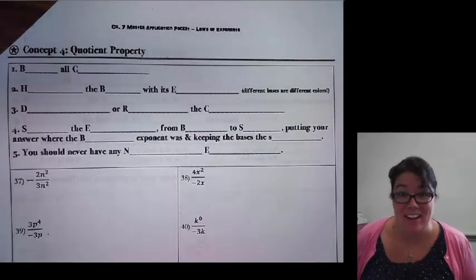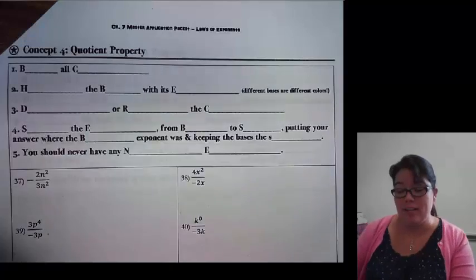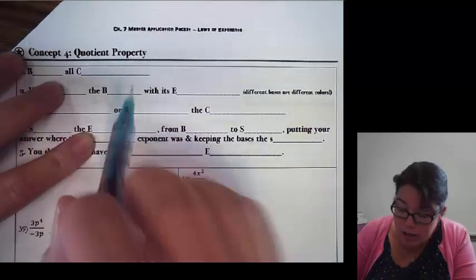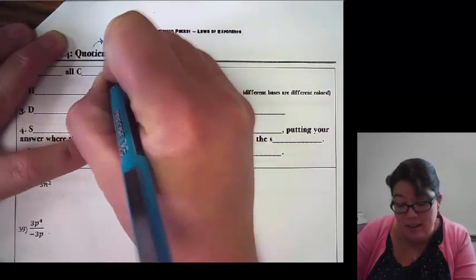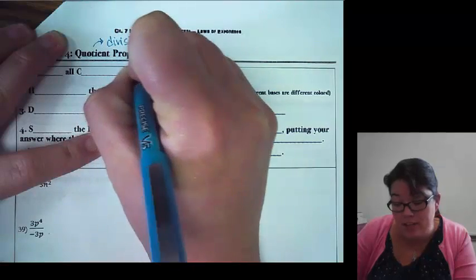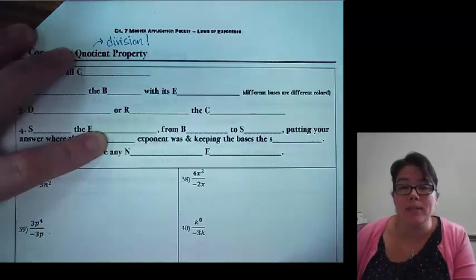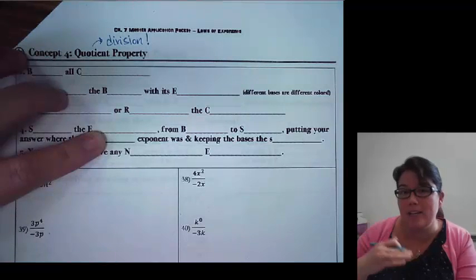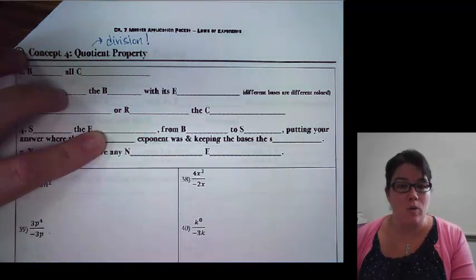Welcome to Chapter 7, Concept 4. All right, so today we're going to talk about the quotient property. Quotient, remember, means division. So product we talked about earlier, and that means multiplication. Now we're going to talk about division, the quotient property.